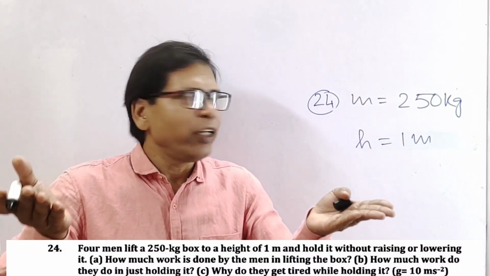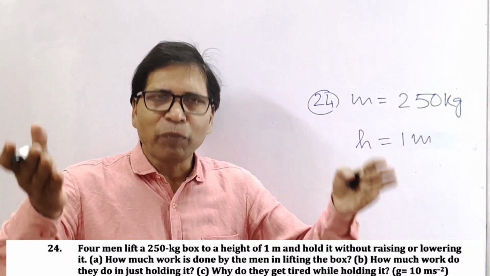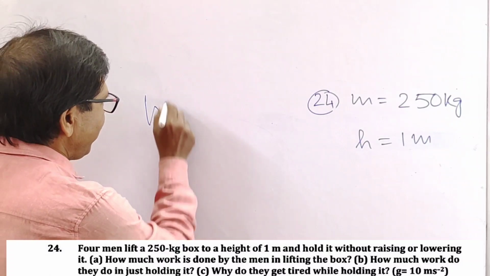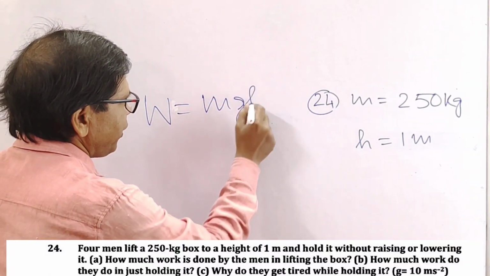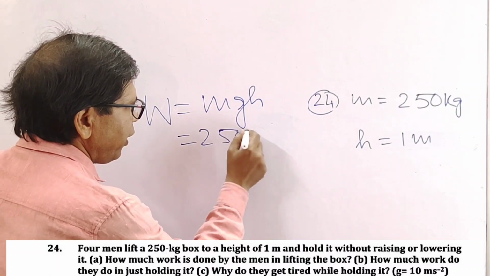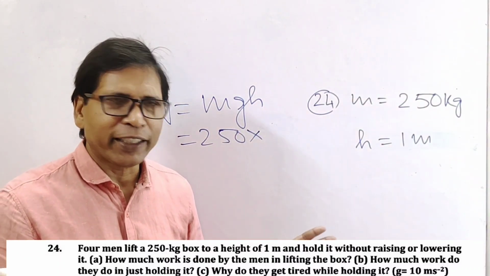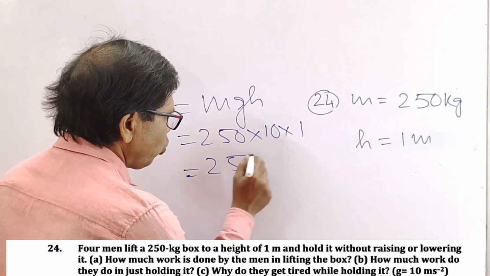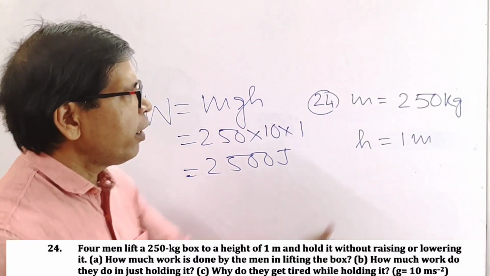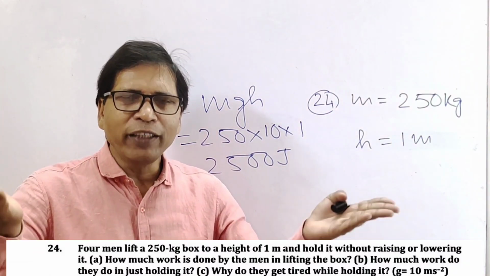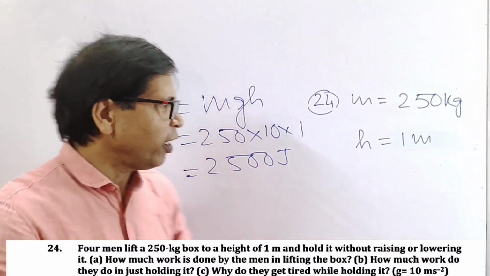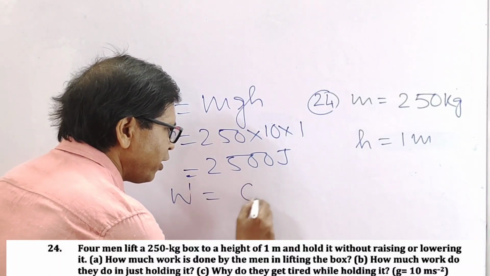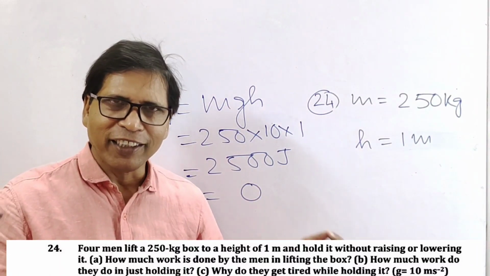Here, the potential energy of this mass increases. Therefore, work done is equal to change of potential energy. Here, work done is equal to mgh. Here, m is 250 kg and g is 10 meter per second square. So, this is 10 and h is 1. So, work done is equal to 2500 joule. Now, what is the work done in holding the load at a height of 1 meter? Here, displacement is 0. So, work done in this case is 0 as displacement is 0.